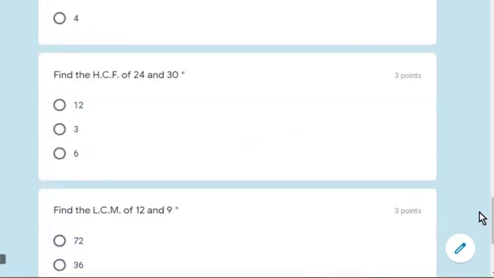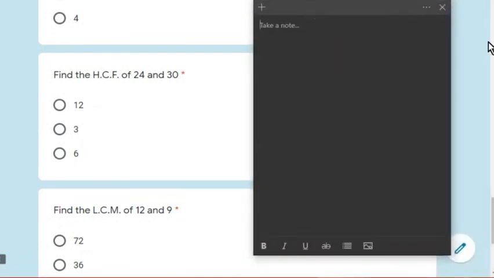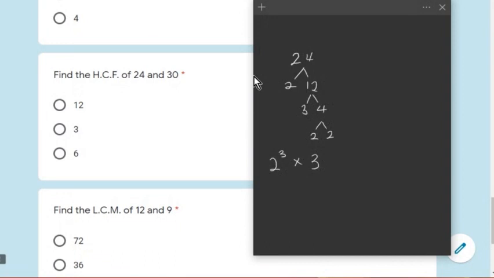Find the HCF of 24 and 30. So we can use a factor tree to solve that. 24 is 2 times 12, 3 times 4, 2 times 2. So I have 2 exponent 3 times 3, giving me the factorization of 24. And then I have 30. 30 is 2 times 15. 15 is 3 times 5. So this gives me 2 times 3 times 5.